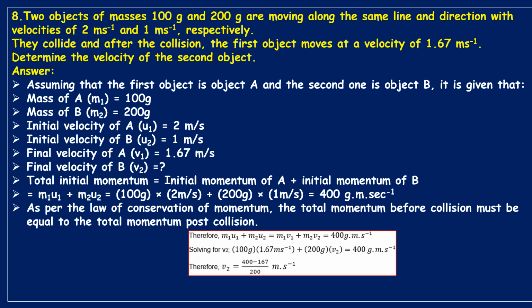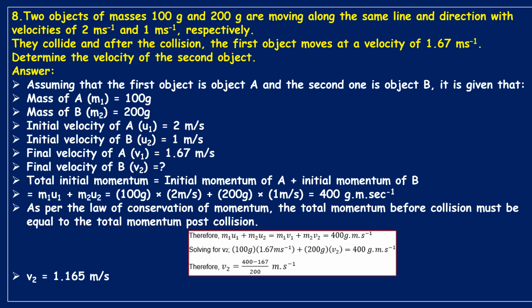Therefore, V2 is equal to the total initial momentum minus 1.67 times 100, divided by 200, in meters per second. So that is the answer for this question. Now V2 is given as 1.165. Final velocity of B is 1.165 meters per second. The initial velocity of B was 1 meter per second.